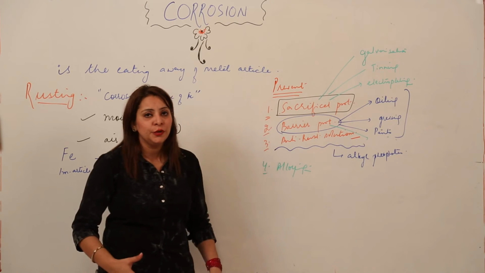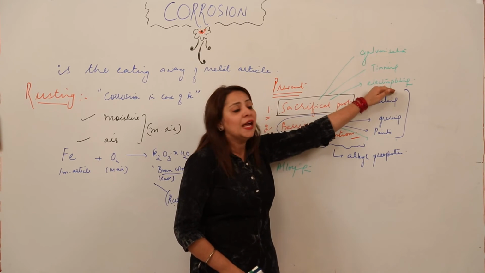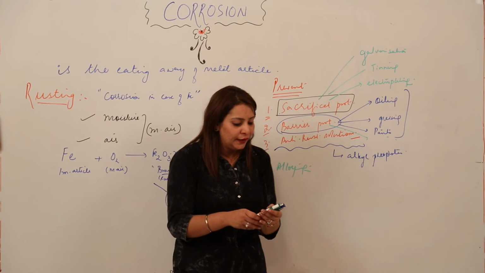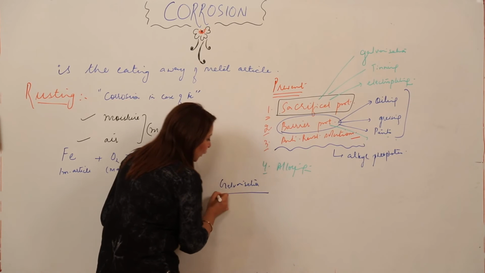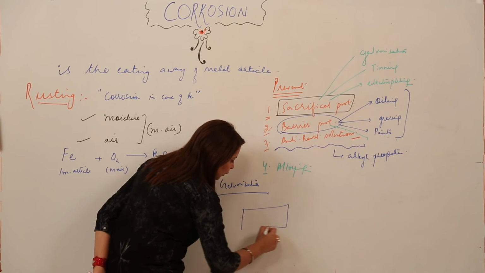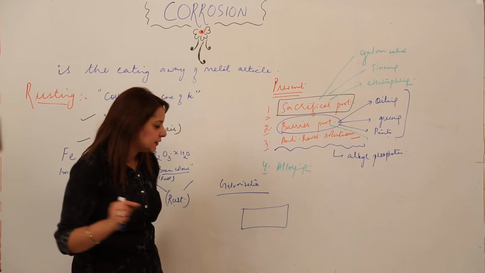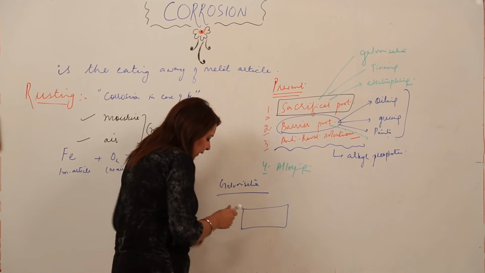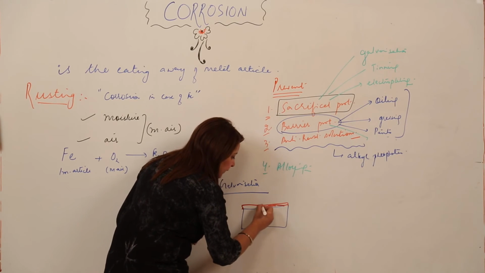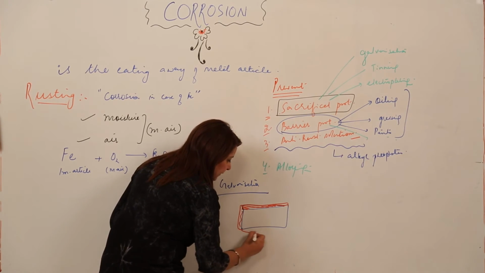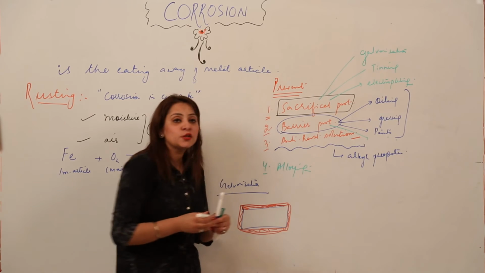Now coming to the sacrificial protection, as I told you, there are different methods. One is galvanization, another is tinning and another is electroplating. We will be discussing them one by one. Galvanization is a very important method. Suppose I have an iron article. Galvanization means depositing a thin layer of zinc on the iron article. So on the surface of it, we are depositing a thin layer of zinc like this. This red indicates the zinc layer.